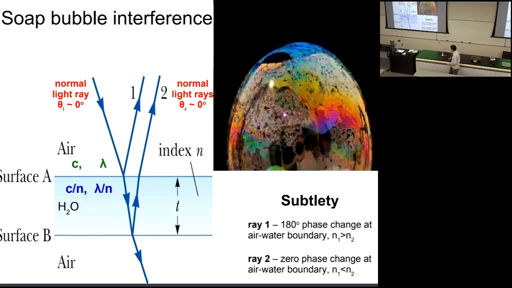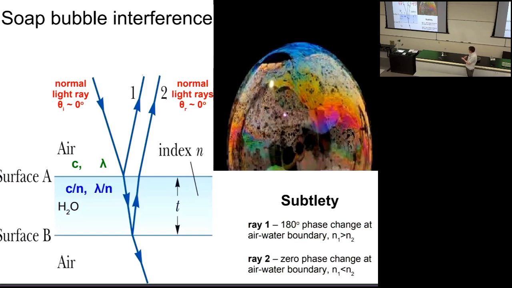What scientists realized was that there's one subtlety here, and I wrote it down over here. When a light ray is reflected off a higher refractive index medium, there's a 180-degree phase change of the light ray. So what was a crest becomes a trough. What was a trough becomes a crest.